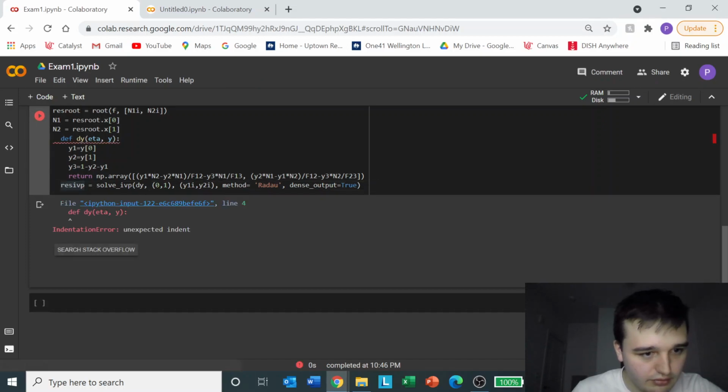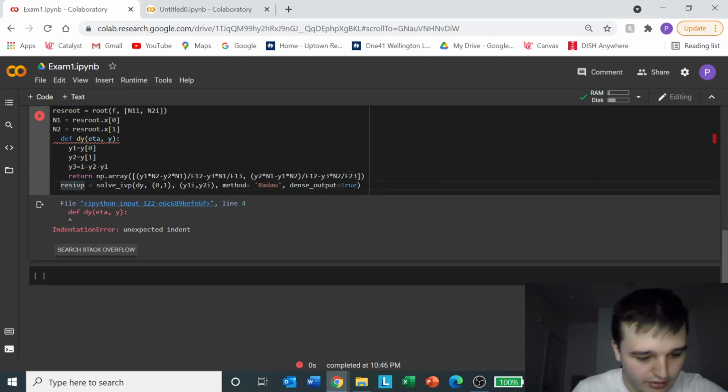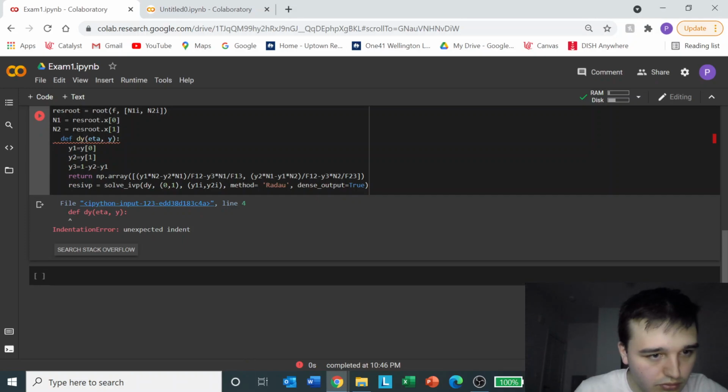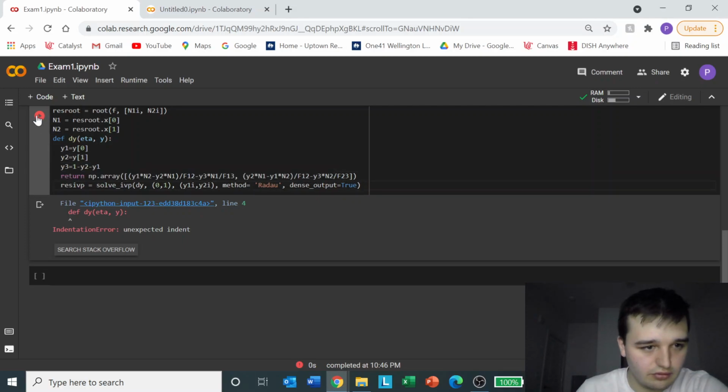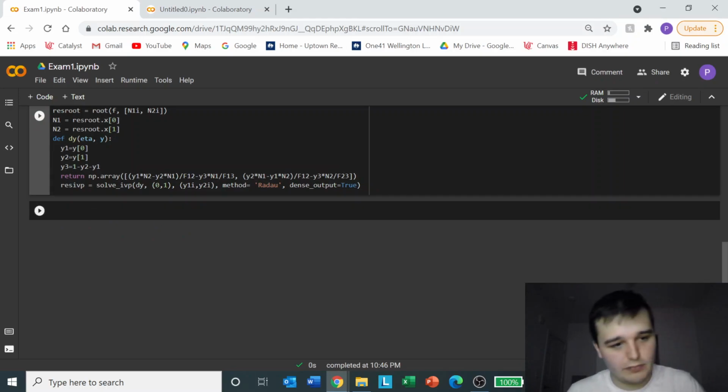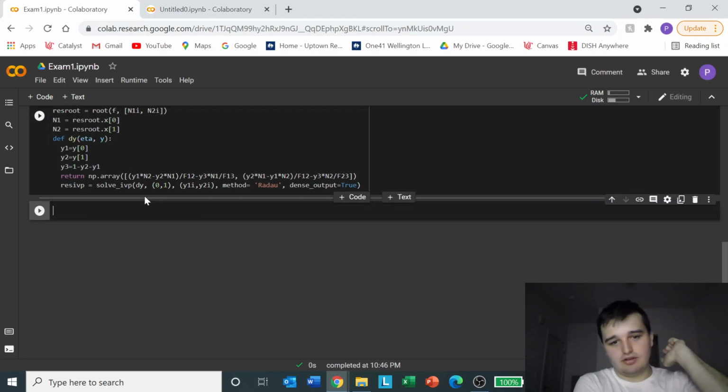So go ahead and run this. Unexpected indent. Okay, give me a second here. Okay, this should be over here. Let's try this. I think this is right. Give me a second, I'm trying to think. Let's try this. Okay, there we go. I just had a wrong indent. Unfortunately, that is a love-hate relationship with coding.